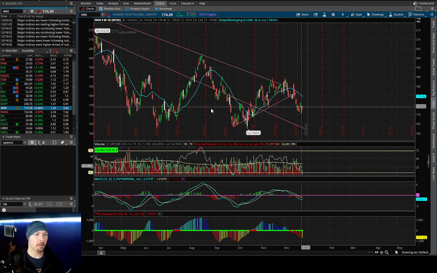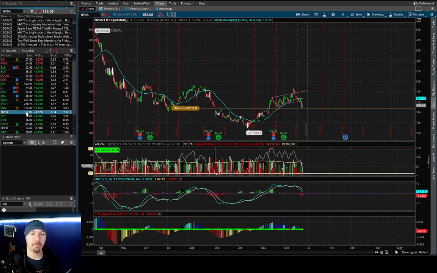Can make a move towards, I think, what did I say? Going to take a look. So the top of this one is 174. We're going to say 50. And that could give us a move up to 176.50. And maybe 178. That's kind of pushing our luck a little bit, but it's possible.